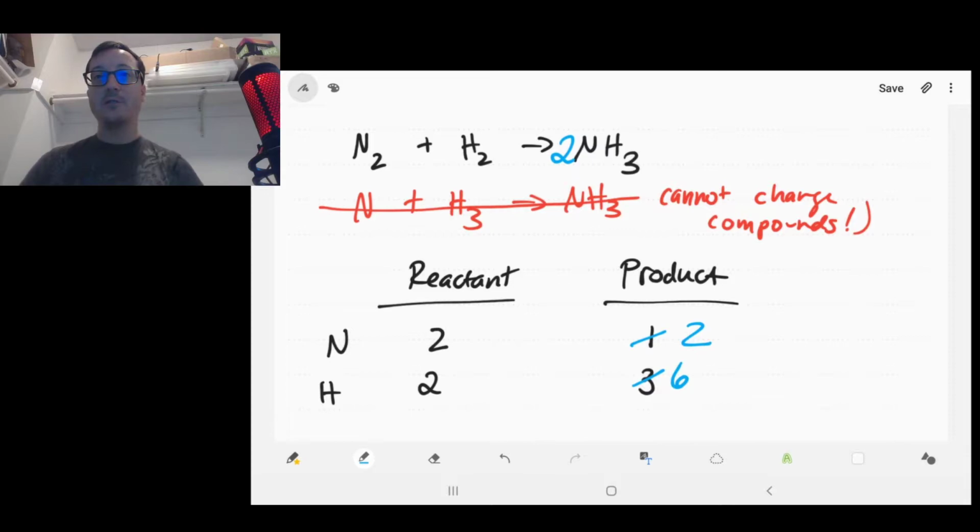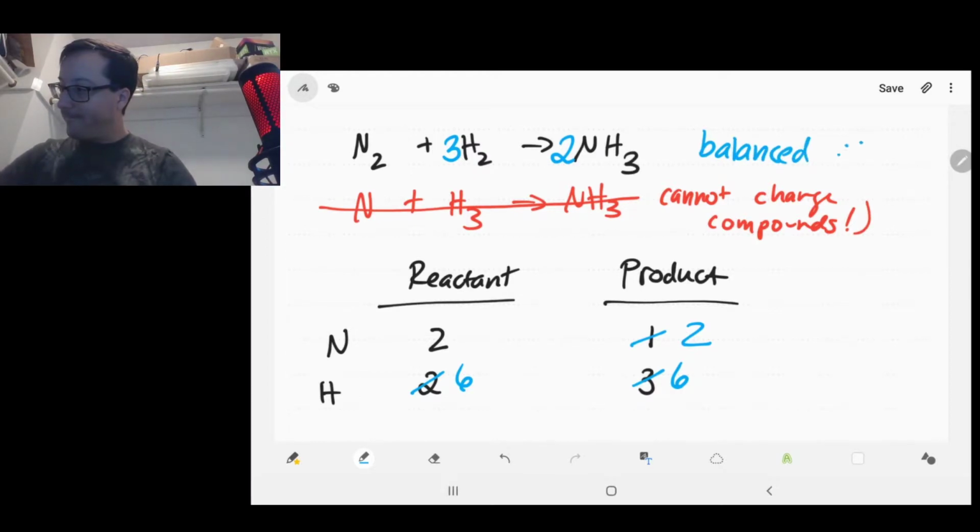We see, okay, well, there's 2 on the left, 6 on the right. If they all come as pairs, well, I could make 6 if I wanted to by having now 3 hydrogen molecules. Right? And that'll give us 6 hydrogens. And if we go ahead and check everything out, we see, okay, now we do have 2 nitrogens on each side, 6 hydrogens on each side. We are balanced. So we will have kind of completed our reaction. So hopefully not too bad.